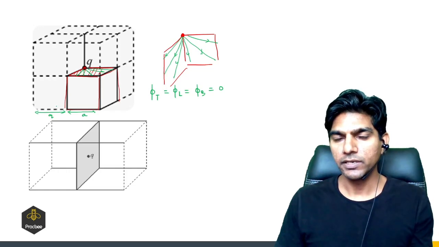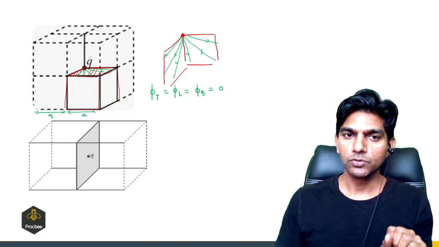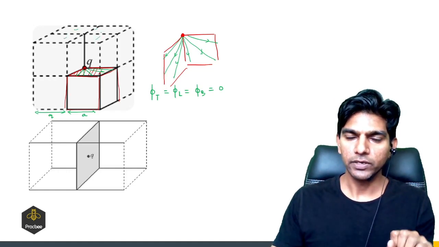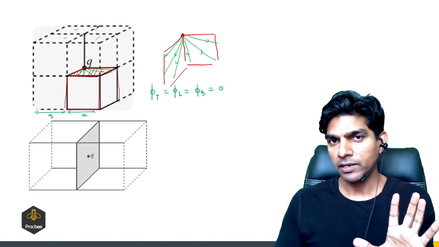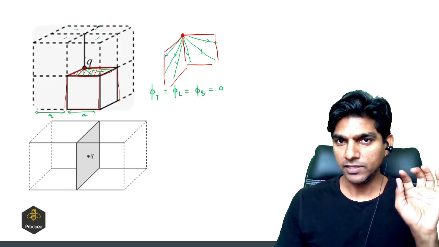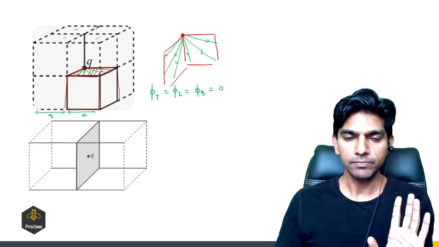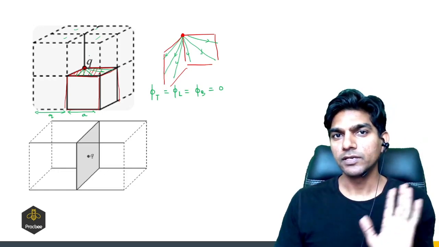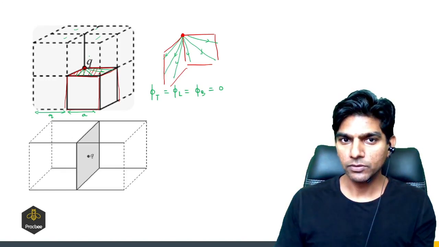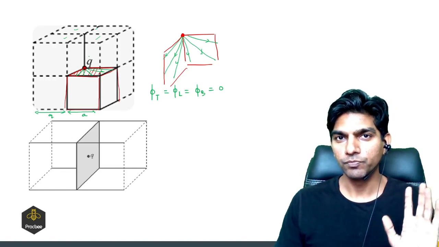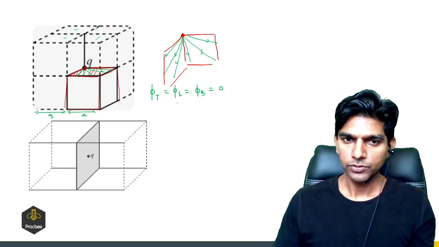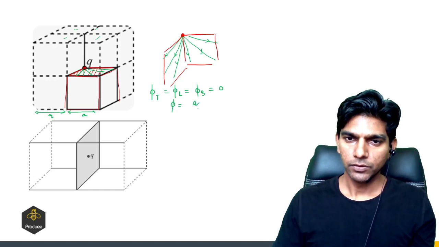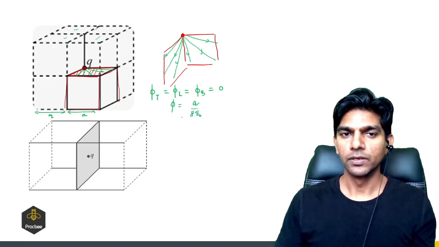So how many cubes are there? There are 8 cubes, right? 1, 2, 3, 4, and 4 below that. So there are 8 cubes, and all cubes are symmetrically aligned with this particular charge. So the flux linked with every cube will be the same. If the total flux is q by epsilon naught, then the flux linked with one of the cubes will be q by 8 epsilon naught, right? So in this case, flux will be q by 8 epsilon naught.